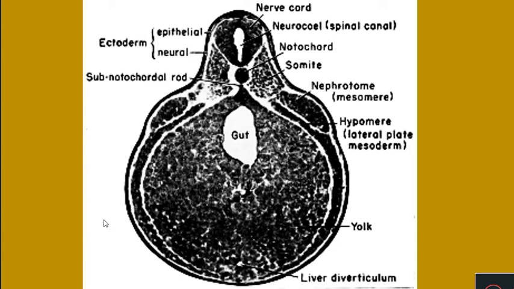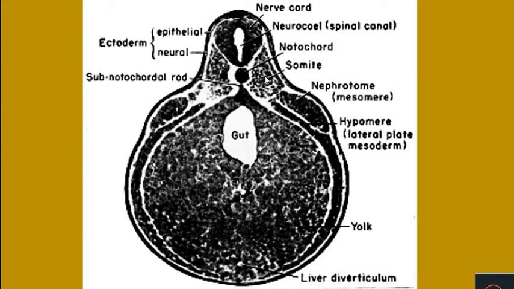Each segment has three parts. The dorsal part is called the somite. So this is the nerve cord, this is the notochord, this is the endoderm, this is the gut, this is the ectoderm, and what remains is the mesoderm. So this is mesodermal tissue, this is mesodermal tissue, as well as this is mesodermal tissue. Now these three have their names. So all these are mesodermal tissues.